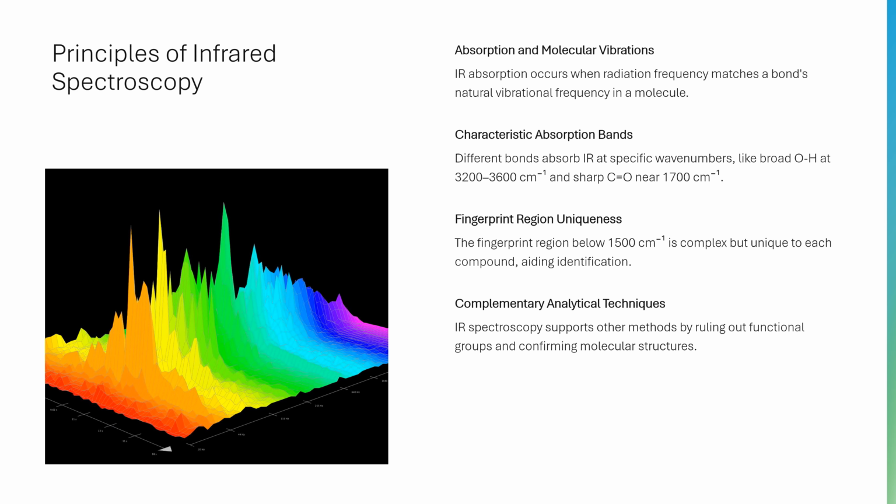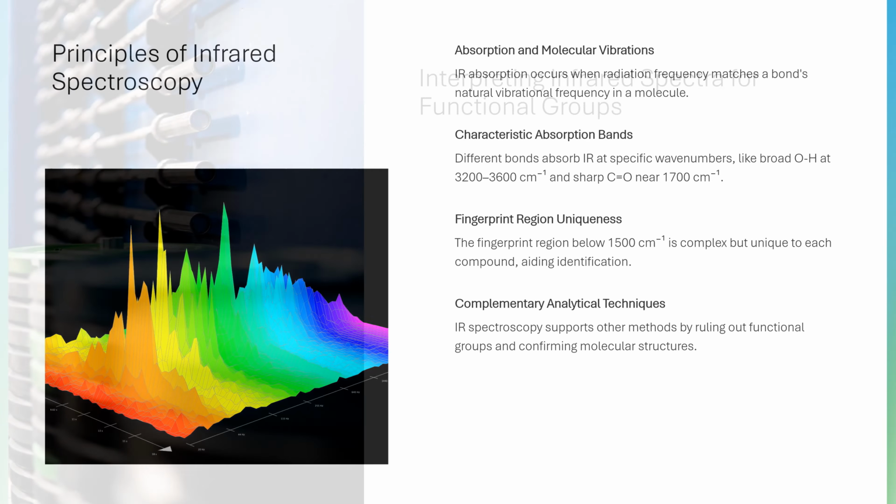For example, O-H bonds produce a broad absorption around 3200 to 3600 cm⁻¹, while C=O bonds show a strong, sharp absorption near 1700 cm⁻¹. By recognizing these patterns, students can identify functional groups present in a compound.